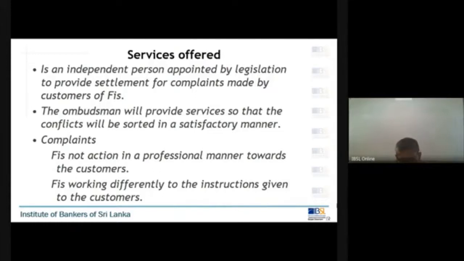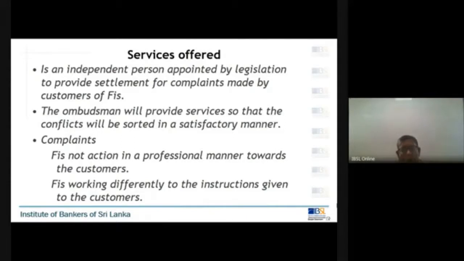Now, as I told you earlier, the ombudsman is an independent person appointed by legislation, that means according to the rules, and they were appointed. His main job is to provide settlement for complaints made by customers of financial institutions. You are aware of that. Now, what does the ombudsman do? He tries to sort out the conflicts arising from the transactions between the customer and the bank or particular institution, and tries to settle them satisfactorily.